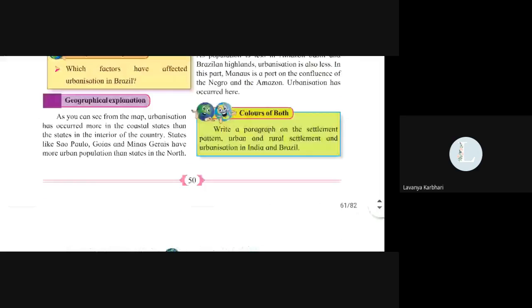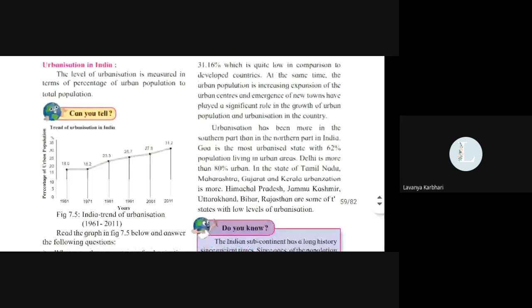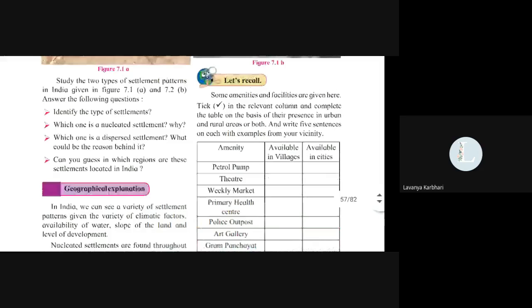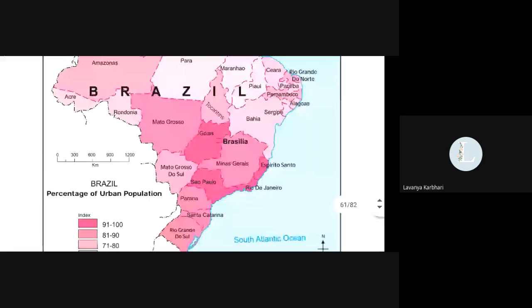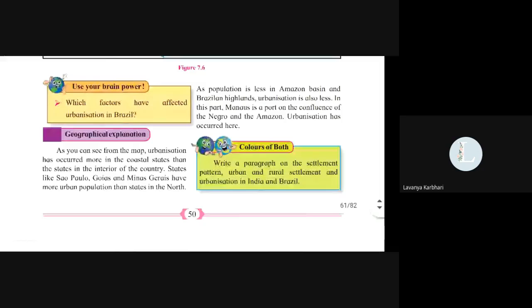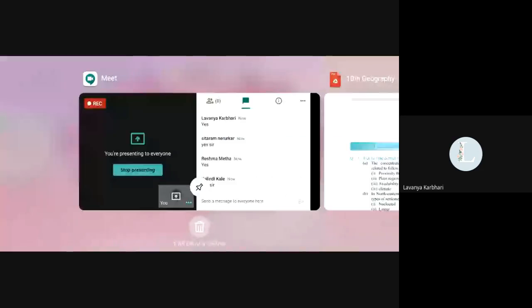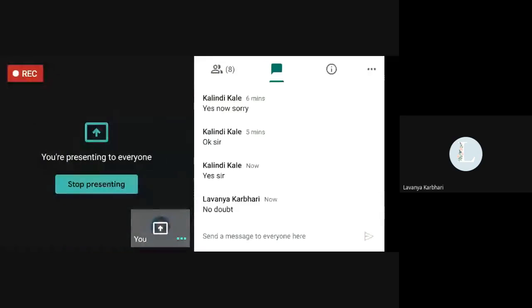Okay, so friends, this was nothing but urbanization or human settlements in India and in Brazil. So we have compared that, we have covered all the topics regarding this map. Okay, so do you have any doubt regarding this? Hello? No doubt. So this chapter was very simple and very little one.